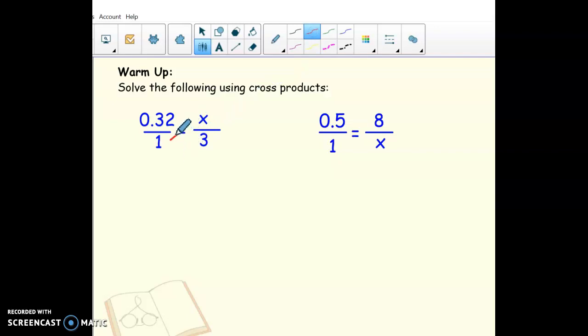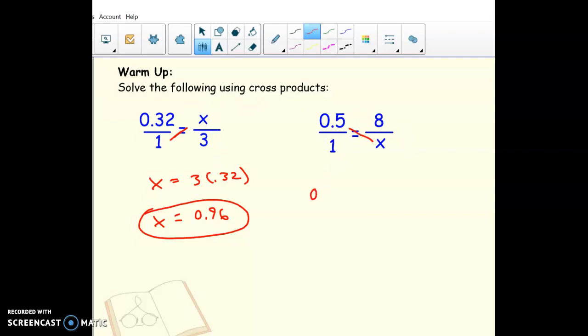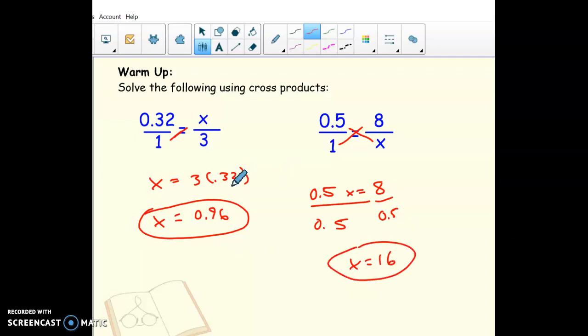Okay, so how it works is you take 1 times x, which is just x, and set it equal to 3 times 0.32. Then you get your answer for x, which would be 0.96. Then it gets a little bit goofier with x on the bottom here, but I'm going to multiply this so I get 0.5x equals 1 times 8, which is just 8, right? Then I'm going to divide both sides by 0.5 to solve for x, and so we get x equals 16. Okay, and that's called cross products, which we'll end up using in this lesson a little bit.